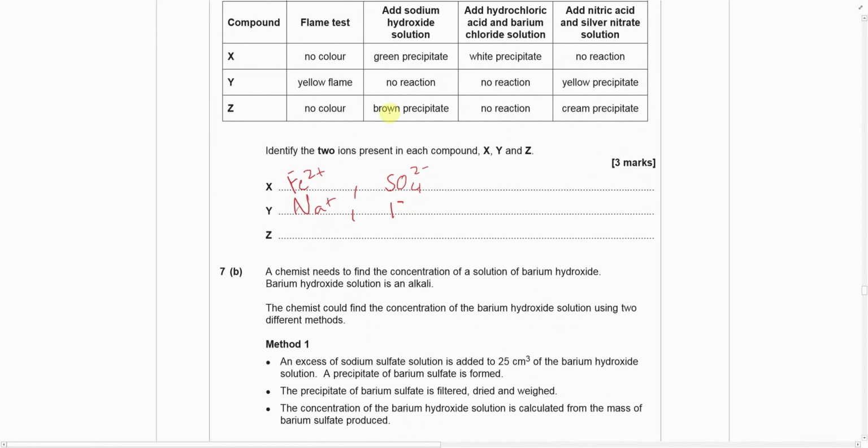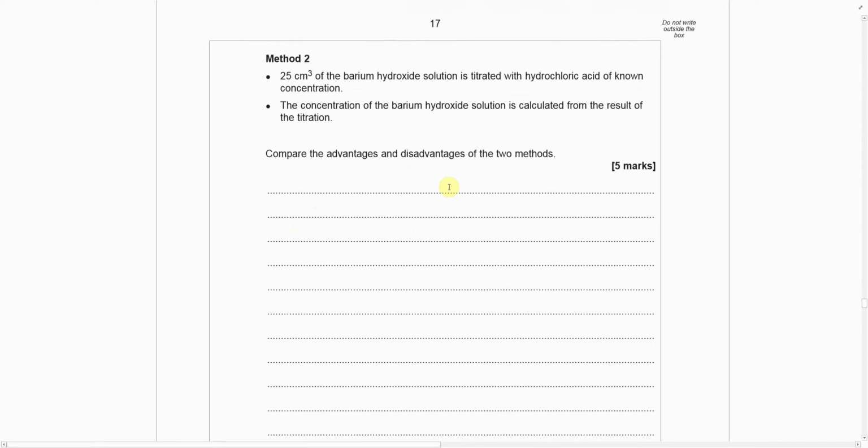And then we go down to Z. No colour again, no flame test. Add sodium hydroxide. So this is your test for your transition metal, so it's either copper 2, iron 2, or iron 3. Brown precipitate, that's iron 3. And then a cream precipitate. Remember, white is chloride, cream is bromide, yellow is iodide. So it's bromide ions. So, I've skipped down a bit there.